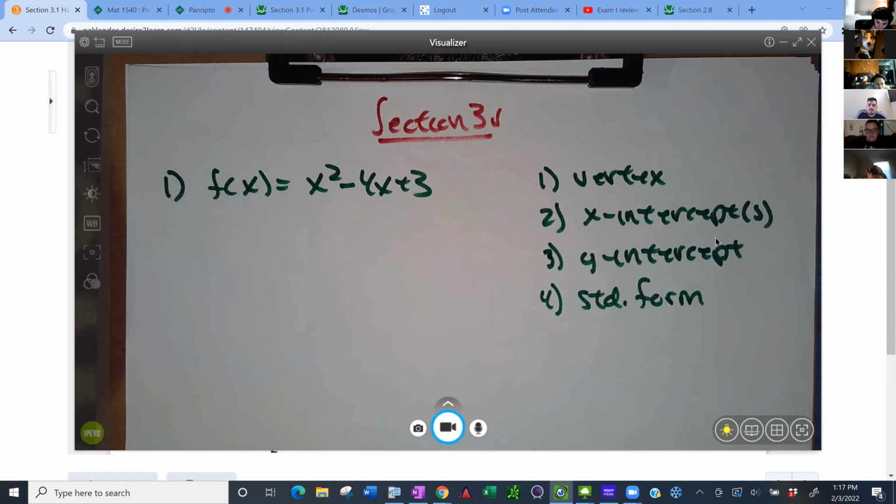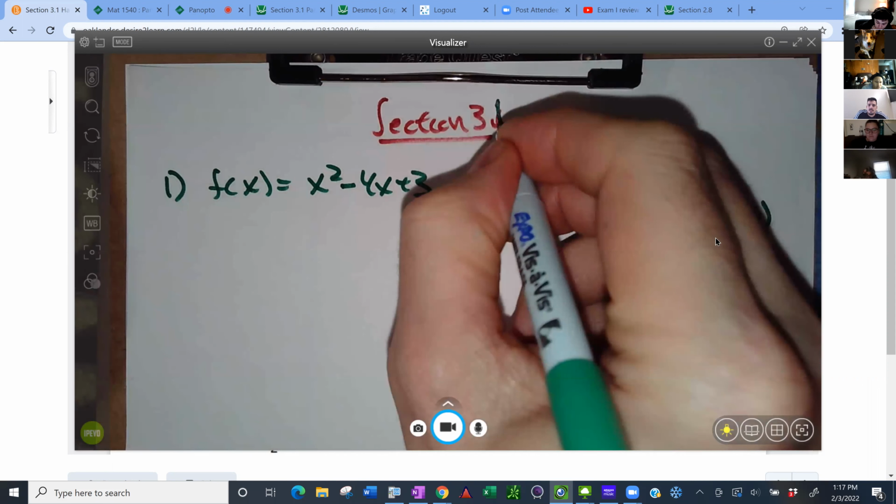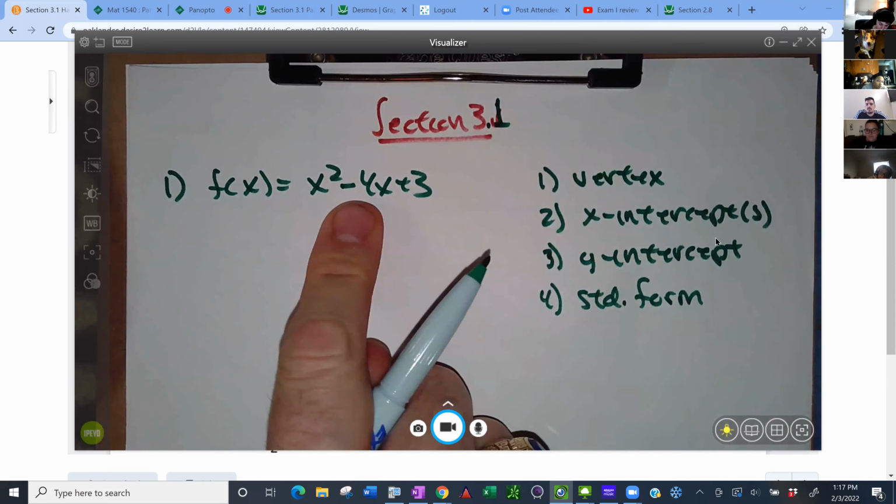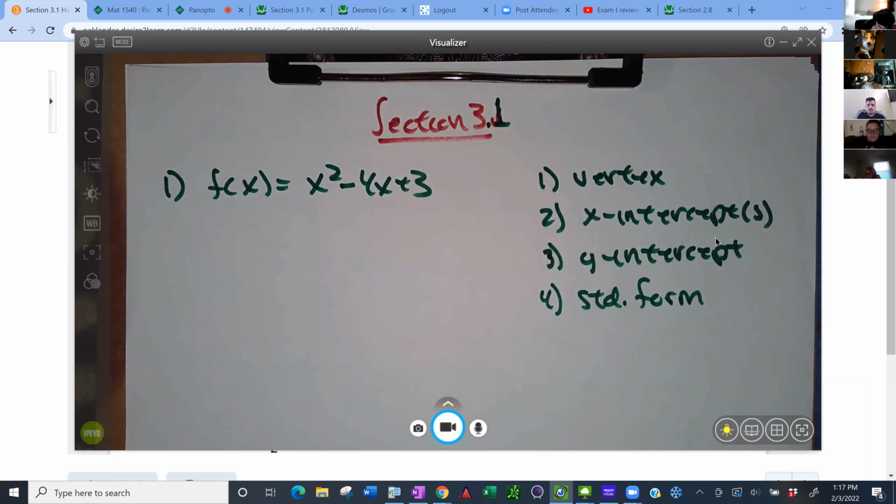So section 3.1 is going to work on parabolas. This is going to be our introduction to polynomials. So in general, parabolas are part of that set of polynomials. We'll talk about those in 3.2. There's a lot of things that I could ask for you in this section.